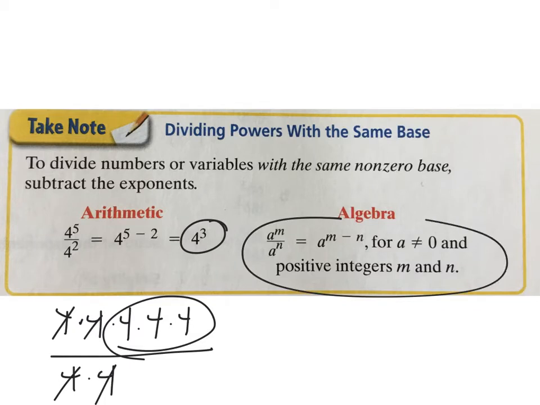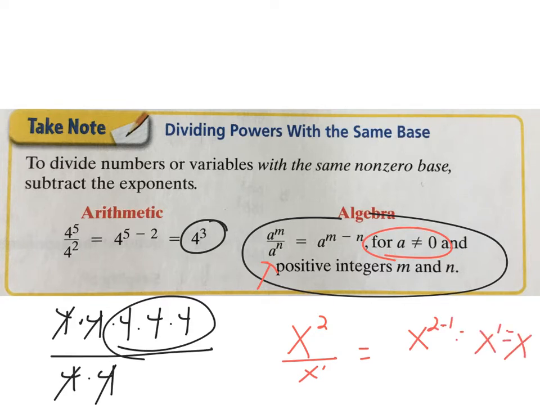So to express it algebraically, that looks like this. a to the m divided by a to the n is a to the m minus n. Again, that's for a non-zero, because we can't divide by 0. So that's why that is. But anyway, if I had x squared divided by x to the first power, that'd be x to the 2 minus 1, or x to the first power, or just x really. And we'll do lots of examples.